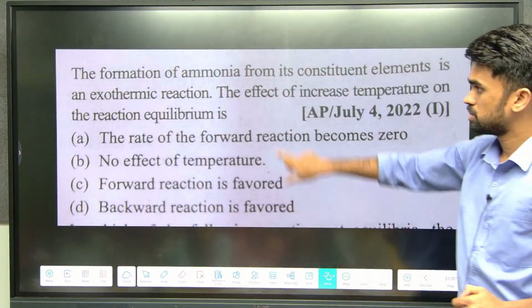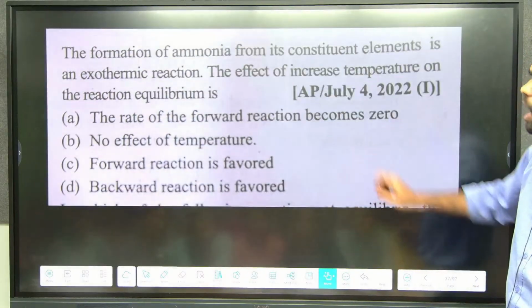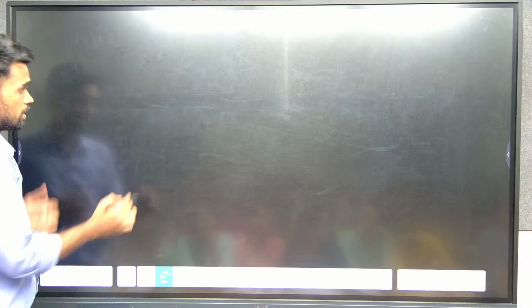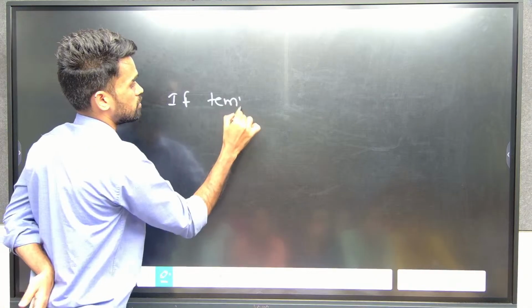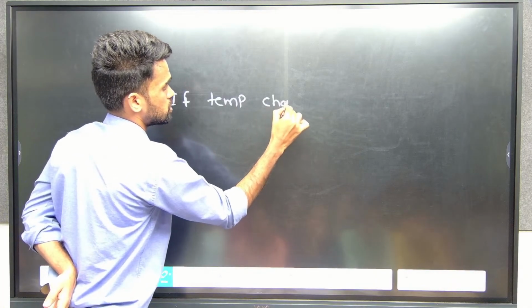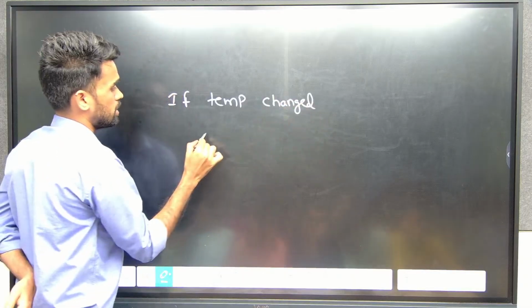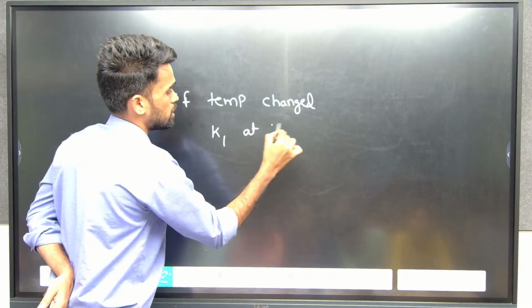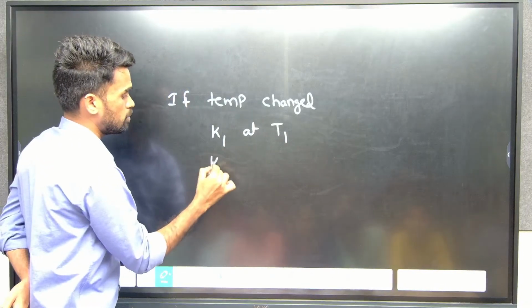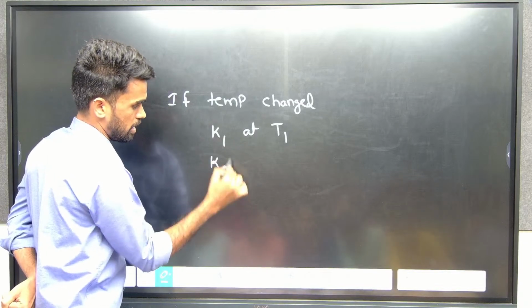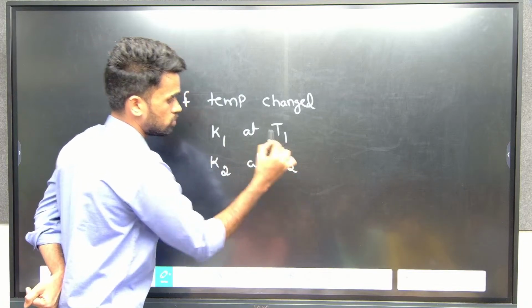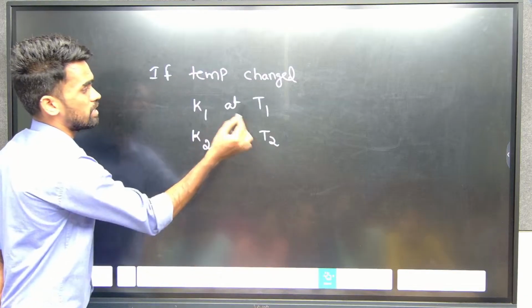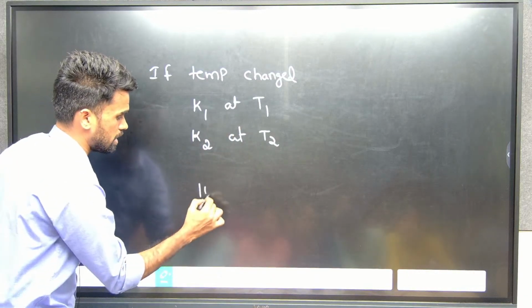Again, this is done. You can do all these questions. It's fine. Okay. Now, during a reaction, if temperature is changed, the equilibrium constant is considered to be K1 at temperature T1, and K2 at temperature T2. Then what is the relation between K1, K2 and T1, T2? You just write this one.